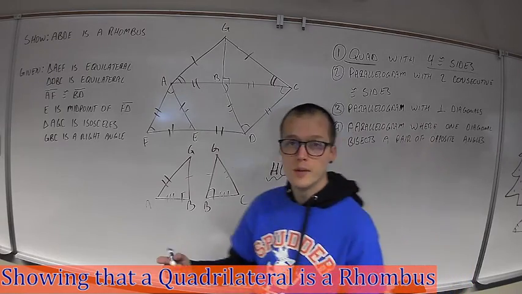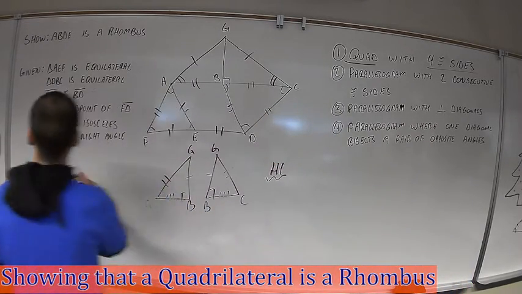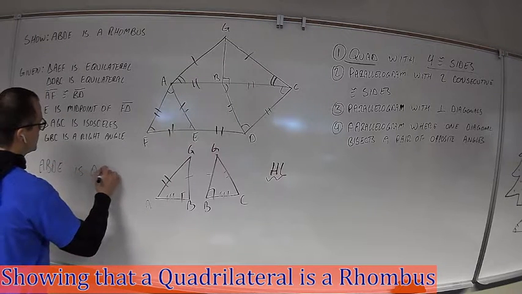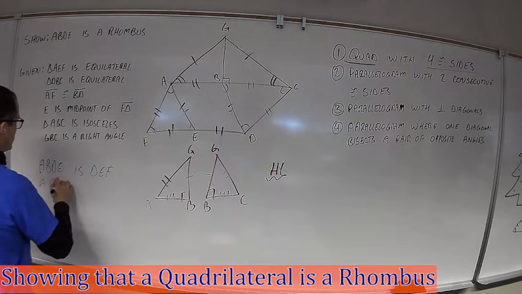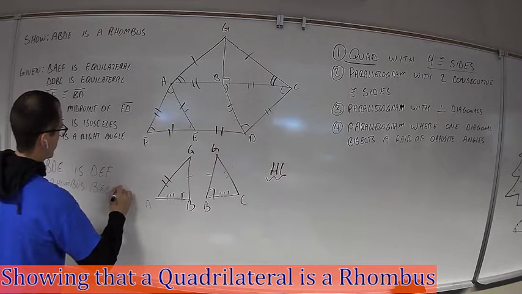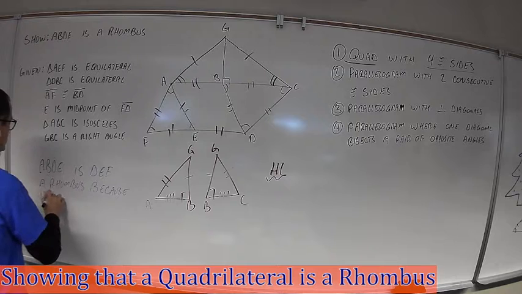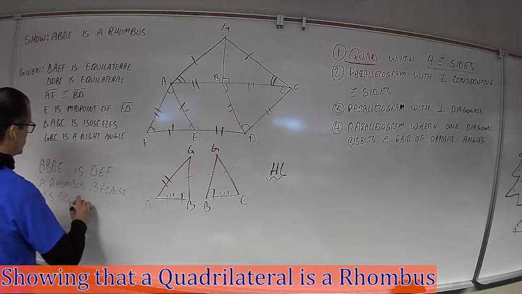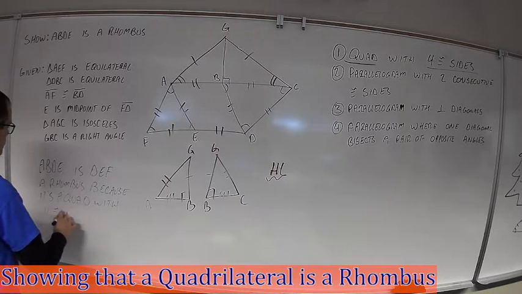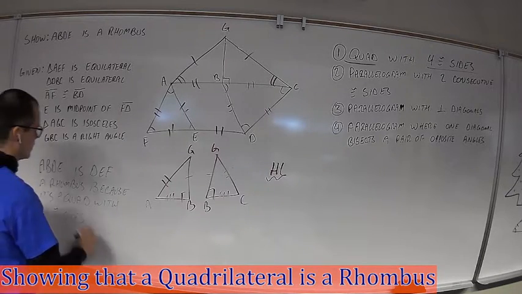So I'd want you to write up a little something. I would say something like ABDE is definitely a rhombus because it's a quadrilateral with four congruent sides. That'll do the trick for me.